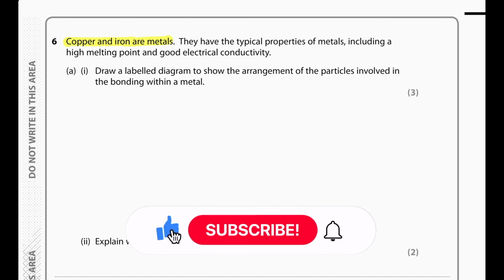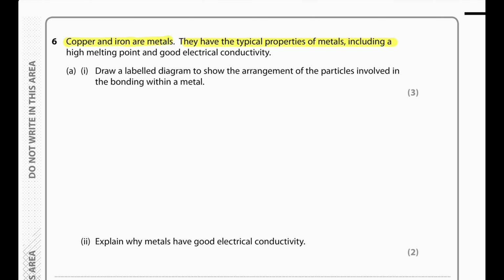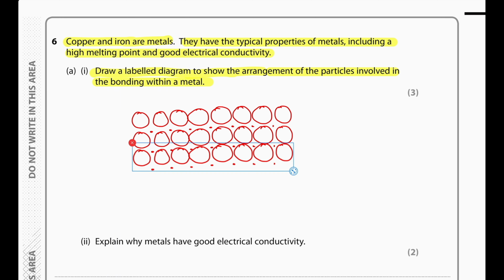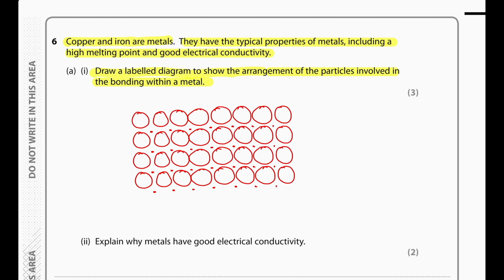Copper and iron are metals. They have the typical properties of metals, including high melting point and good electrical conductivity. Draw a labelled diagram to show the arrangement of the particles involved in the bonding within a metal. Guys, on the side, we must show that our circle represents a cation and our dot represents an electron.